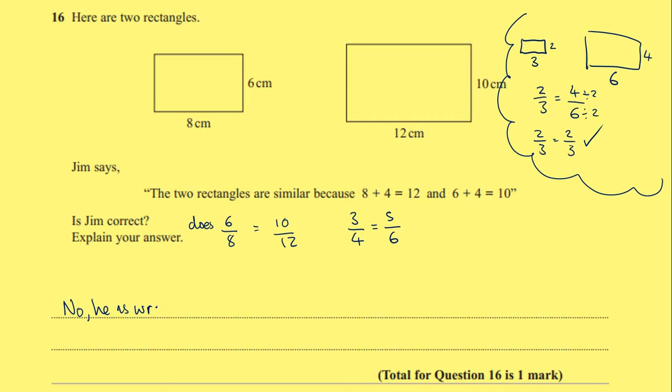So Jim's wrong. That working up there is enough to show it. 6/8 does not equal 10/12. That's a nice way of writing does not equal. It cuts out a bit of your writing. As 3/4 does not equal 5/6. There we go. Remember, similar shapes are all about multiplication, not about adding.